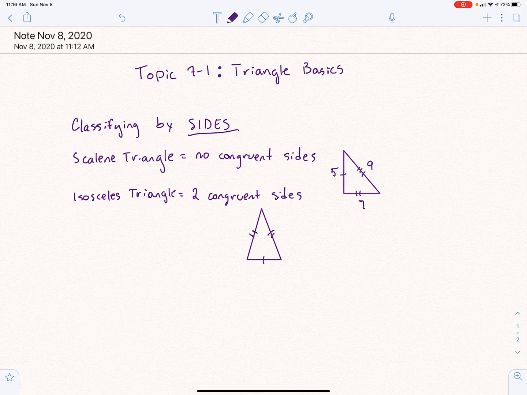We know these two sides are the same because they both have two triangle markings. If they were numbers, it would be like this, 2, 7, and 7. We know these two sides are the same because they're both 7. That would be an isosceles triangle, again, with two congruent sides.